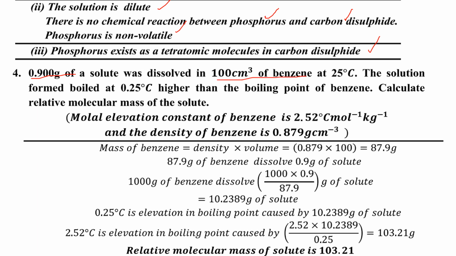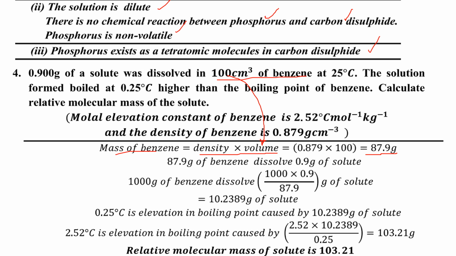If you look at Roman number 4, 0.90 grams of a solid was dissolved in 100 centimeters cubed of benzene. Now here, I told you in the previous calculations, to get the mass of any component, you get the given volume times the density. So how are we going to get the mass of benzene? We get the density times the volume that is being given. The density that was given is 0.879 times the volume that you are going to use, which is 100. And once you multiply that, you are going to end up with 87.9 grams as your mass of benzene.